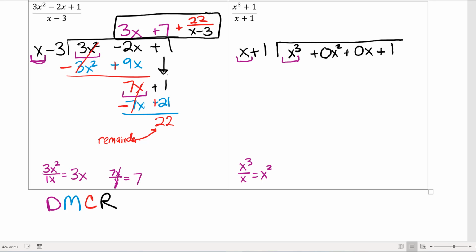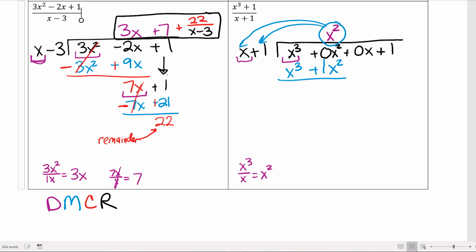So when I take the first divided by the first, I'm getting x squared. Now I have somewhere to put that x squared. The M step says to take the x squared and distribute it. So x squared times x is x cubed. X squared times 1 is 1x squared. The C step says to change both signs. The x cubed adds to 0. 0x squared minus 1x squared is negative 1x squared.